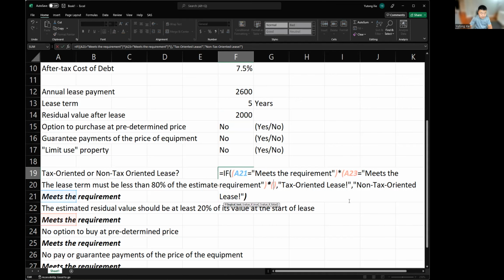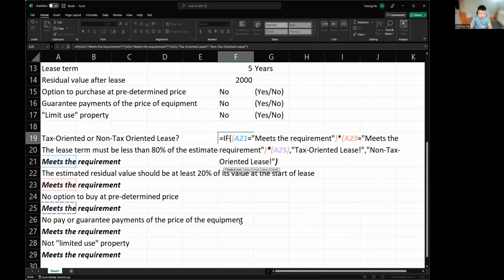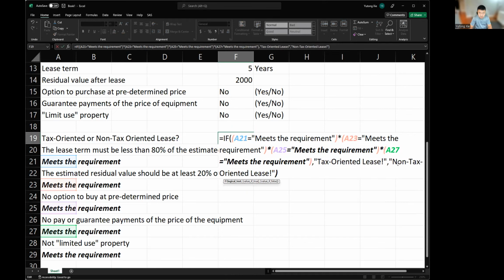So A23, A24, sorry, A25 meet the requirement. And then we keep going, multiply with A27 equal to the requirement. And then we also multiply A29 equals to meet the requirement. Okay. So then, I mean, we have all the 5 rules entered here, and they are multiplying with each other.